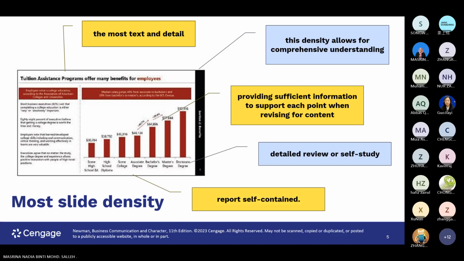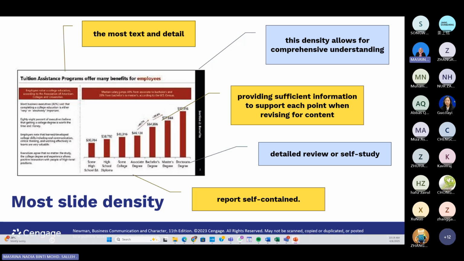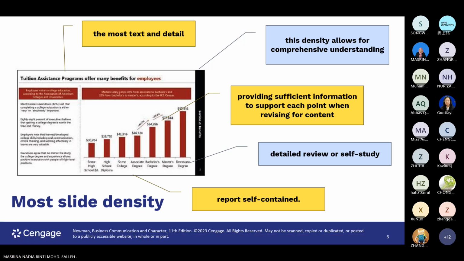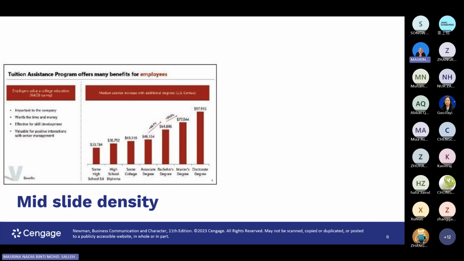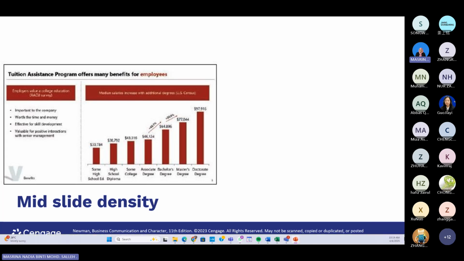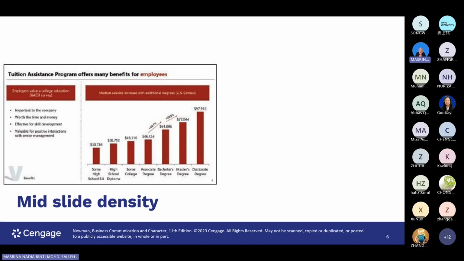Okay. So it's a report that's self-contained. All right. So the second one is what we call a mid-slide density. You can see this design has quite a bit less than the first one. That's why we call it mid slide density.